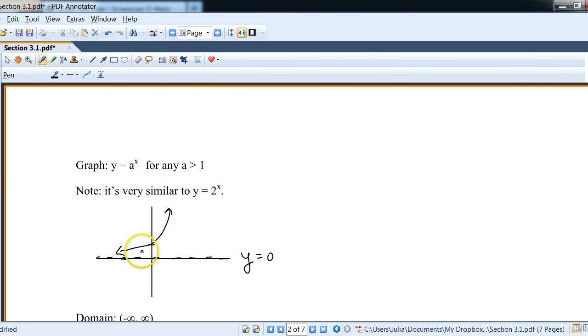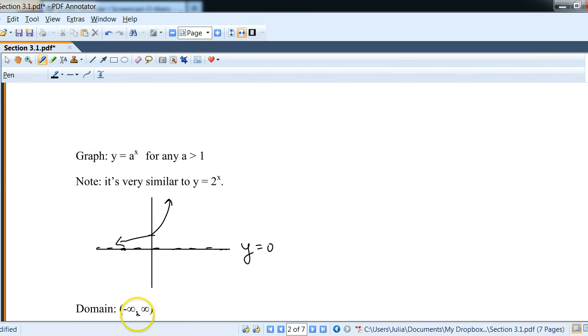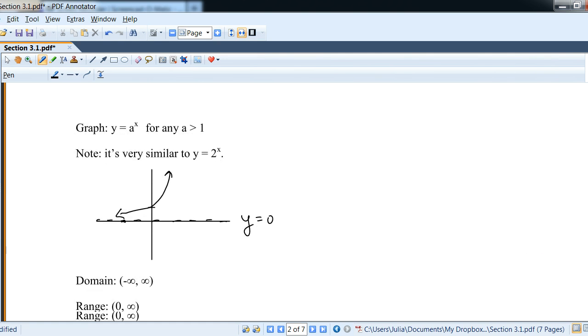I didn't plot any points. We do know it's going to pass through 1 because a to the 0 is 1, and it's going to have a similar shape with the same asymptote. So what do we know about it? The domain is all real numbers, because you can plug in any exponent you want, positive, negative, 0, pretty much anything, including fractions and decimals.